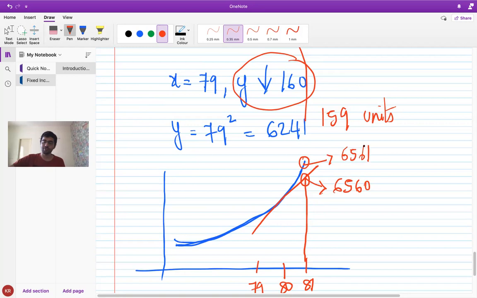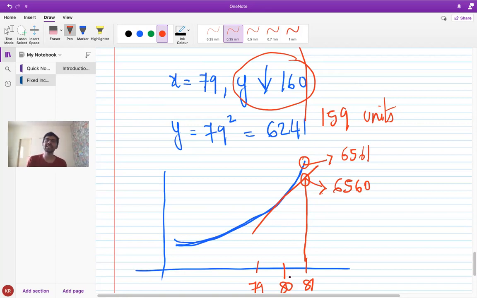So the formula for slope is actually giving you a point on this tangent, and the tangent is obviously going to touch the curve only over here. It's not touching the curve above. So the line and the curve actually have a gap in between, which is not being captured by the formula of slope. Therefore slope said that the value of y will be 6,560, whereas the actual point on the curve is lying above, which is 6,561, and that difference is 1 unit.